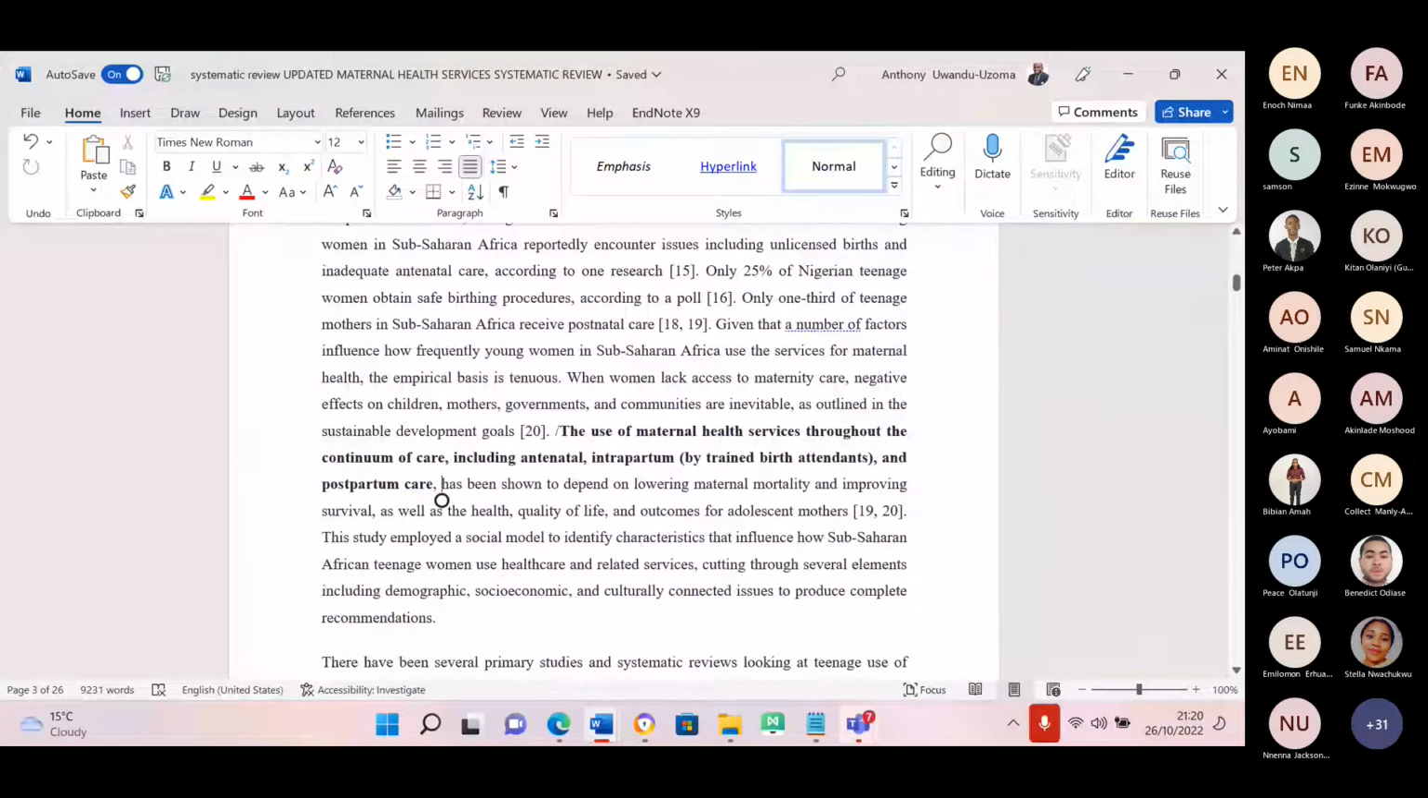So normally, maternal health services refers to what? Antenatal health services, intrapartum, and then postpartum.